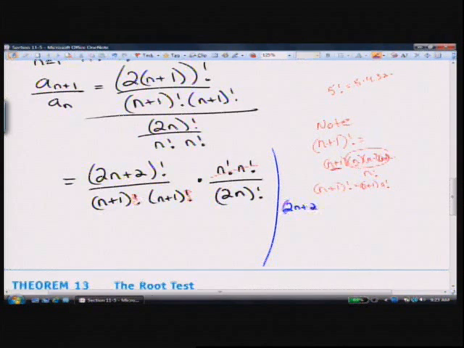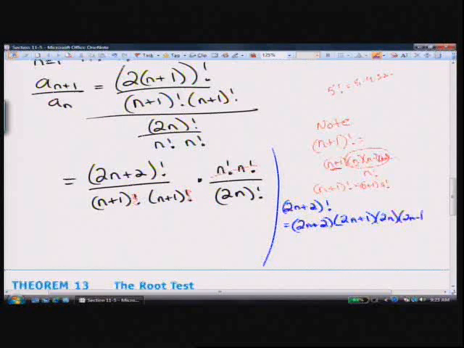So let's play with 2n plus 2 factorial. Okay? Well, what we would do is we would write 2n plus 2, right? And then what would we write? 2n plus 1, and then what? 2n, and then 2n minus 1, yada, yada, yada, right? So all of this part is really what? 2n factorial.